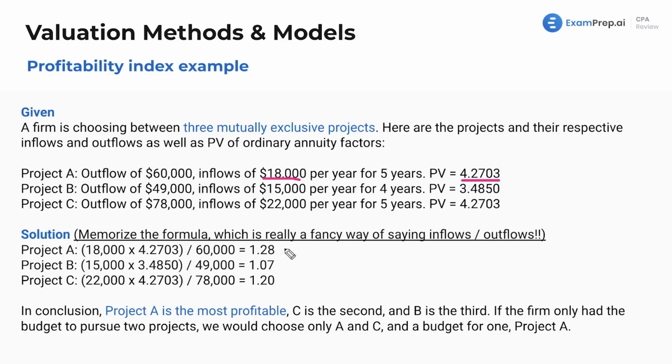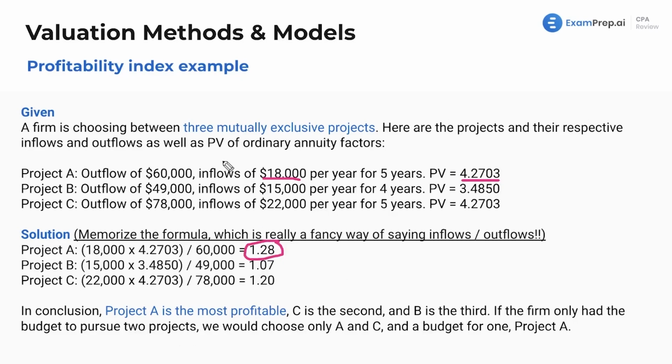From here, we just look at which is the most profitable. Some basic deduction, some real detective work right there. This is the highest amount. Project A is the most profitable, C is second, and B is third. If the firm only had the budget to pursue 2 projects, we would only choose A and C. If we have the budget for 1, we would choose A.